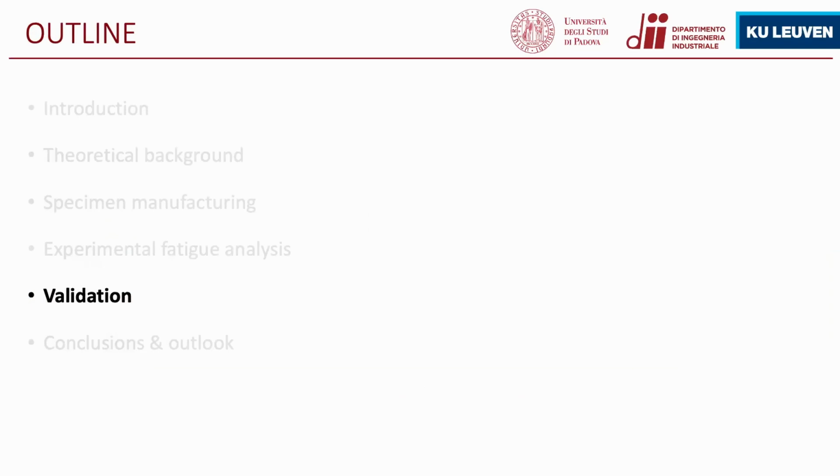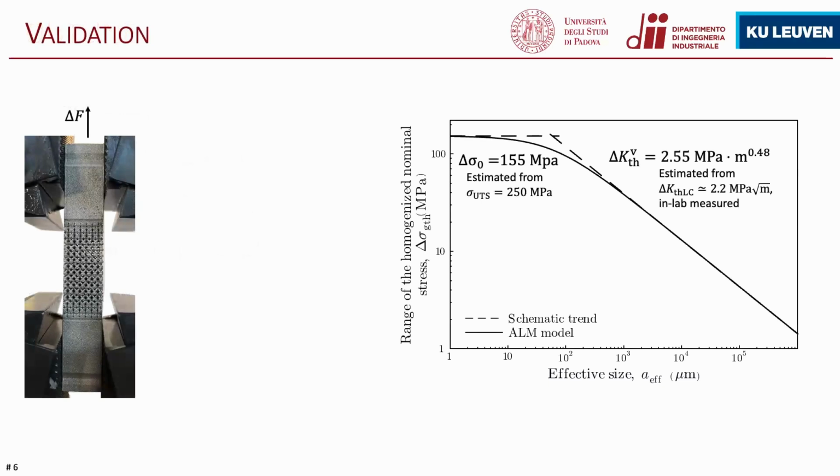Now we can use the Adversarial Meneghetti diagram calibrated for a sharp notch. And here you can see the Adversarial Meneghetti diagram calibrated for the base material properties that were estimated. So delta sigma 0, 155 megapascals, estimated from the static strength of the base material, and the notch stress intensity factor threshold range of 2.55 megapascal. And pay attention to this singularity exponent, which was estimated from the delta K threshold that was measured in the lab during this experimental analysis. Now we have to estimate the effective crack size to have an estimate of the fatigue limit.